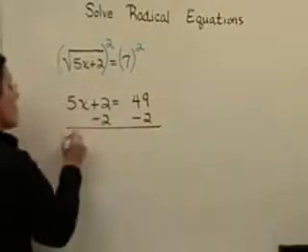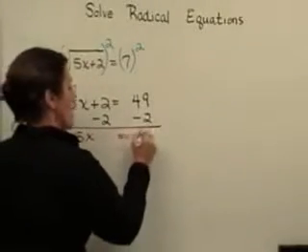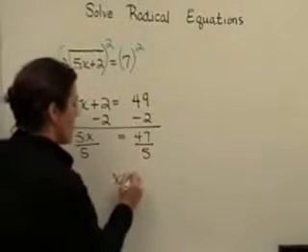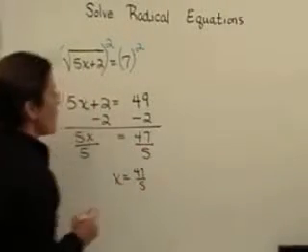So we'll subtract 2 from both sides. And finally, we'll divide both sides by 5 and find out that our solution is 47 over 5.